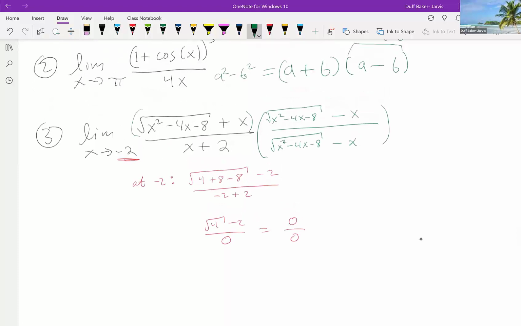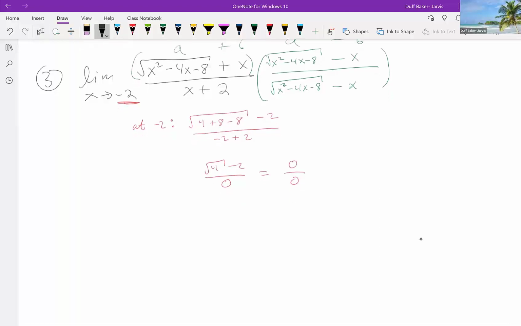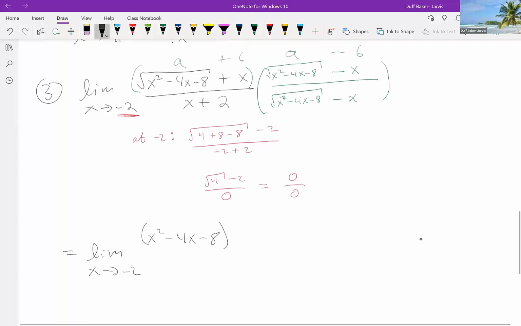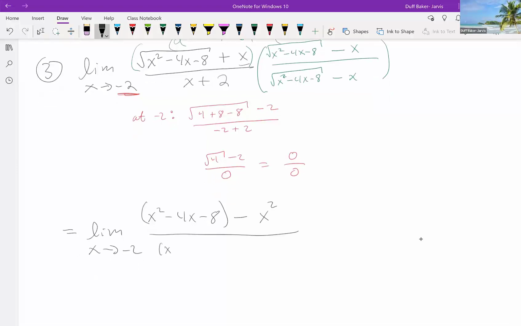Okay, so in the numerator, this is like a plus b times a minus b, right? So the top will just come out to be a squared minus b squared. A squared is just the square root thing squared, so that gets rid of the square root. So in the numerator now, we'll just have x squared minus 4x minus 8 without the square root. And then b squared, well, b was x, so x squared is just x squared, right? So that was a squared minus b squared. And then on the bottom, nothing really pretty happens, so we just write it down.